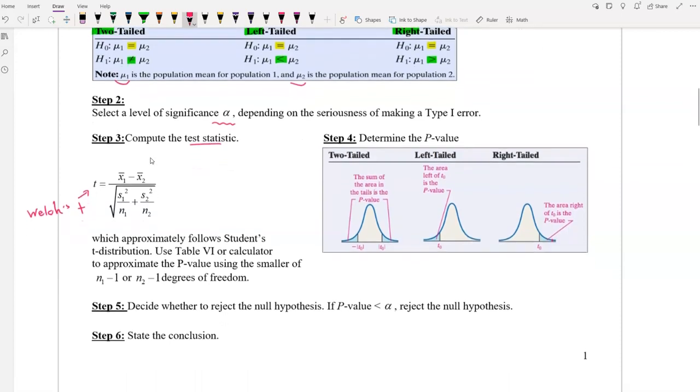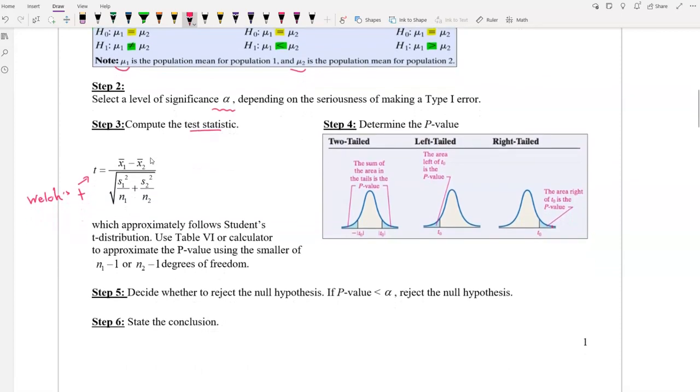We need to know what the degree of freedom is. Because of having two sample sizes, we are going to have two degrees of freedom. But we have to use the smaller degree of freedom. And then we can use that one to find the p-value. Step 4, after finding t, we can find the p-value.